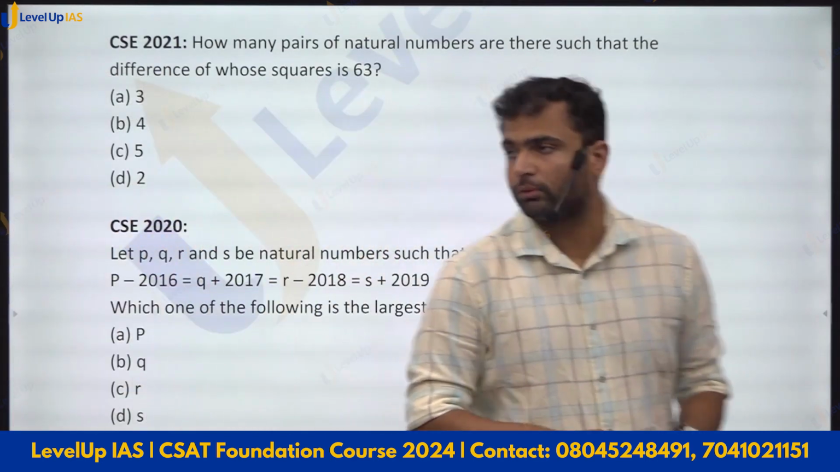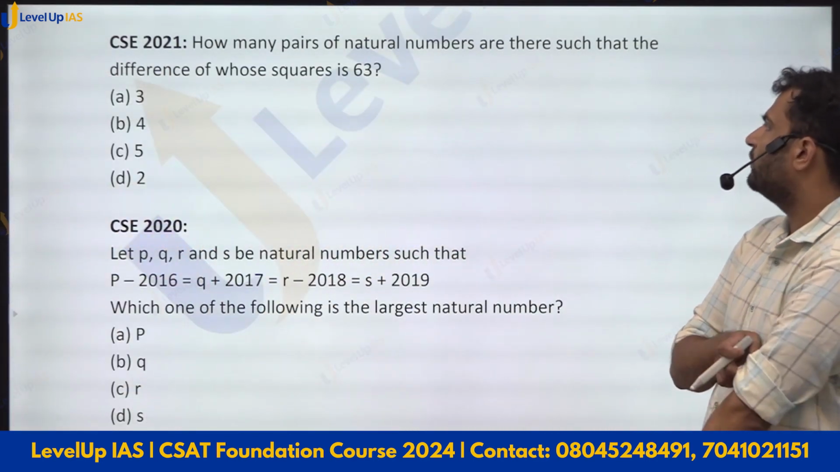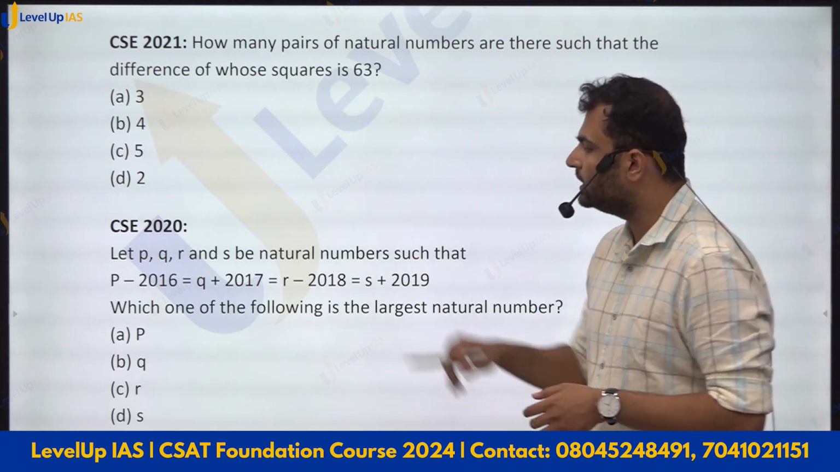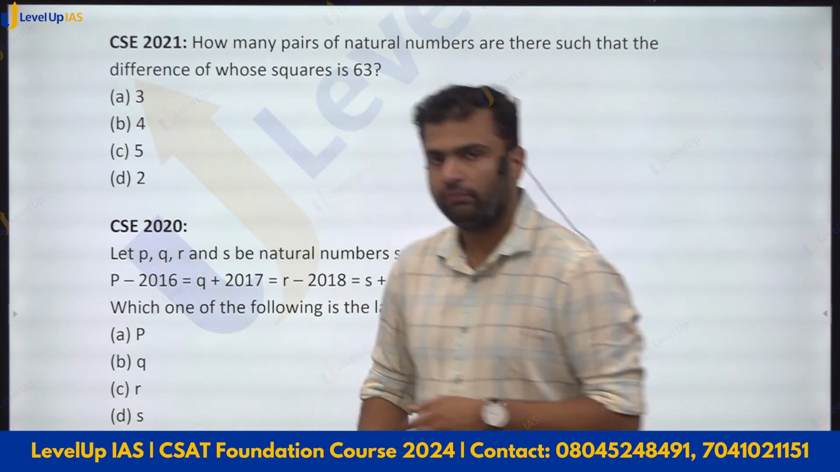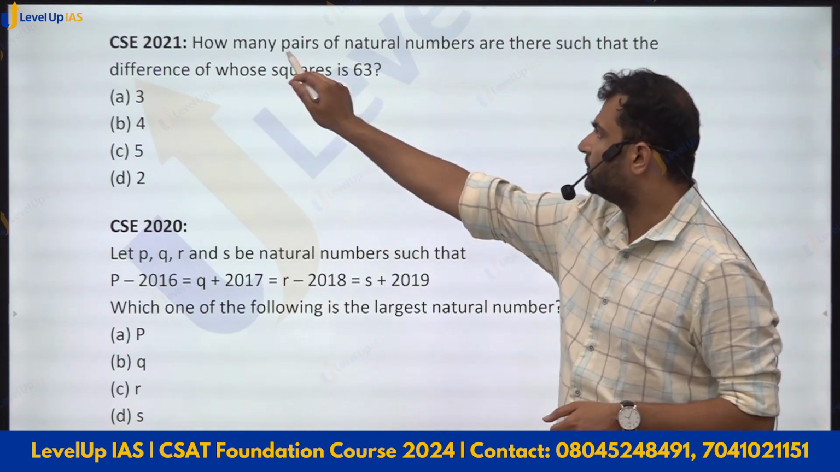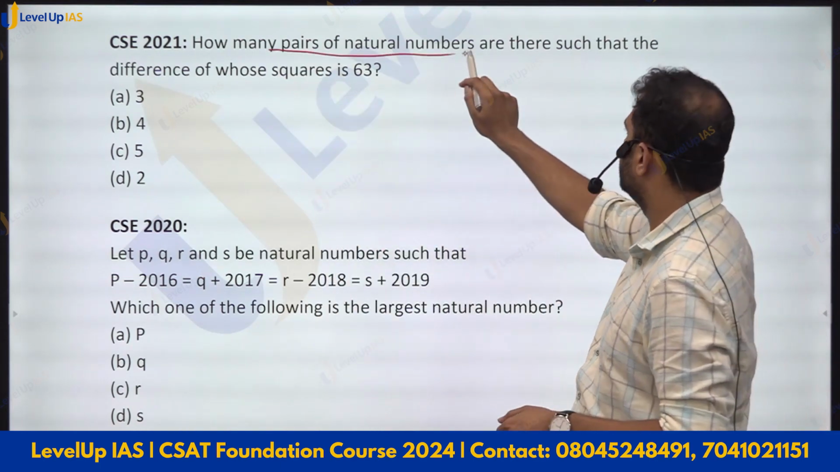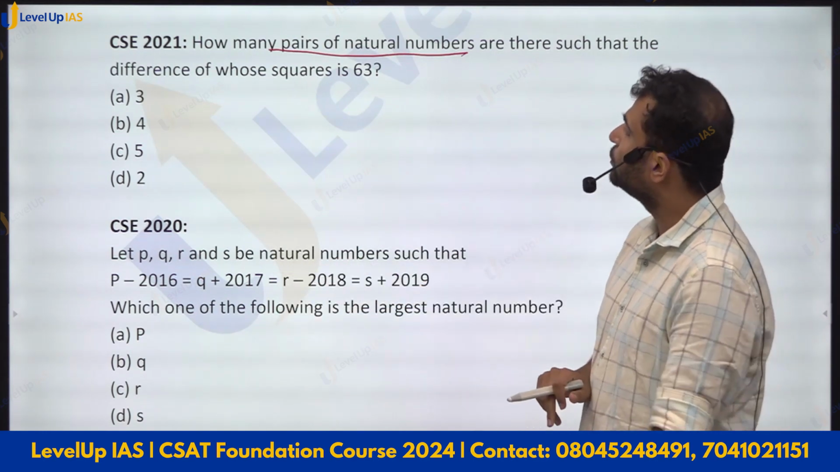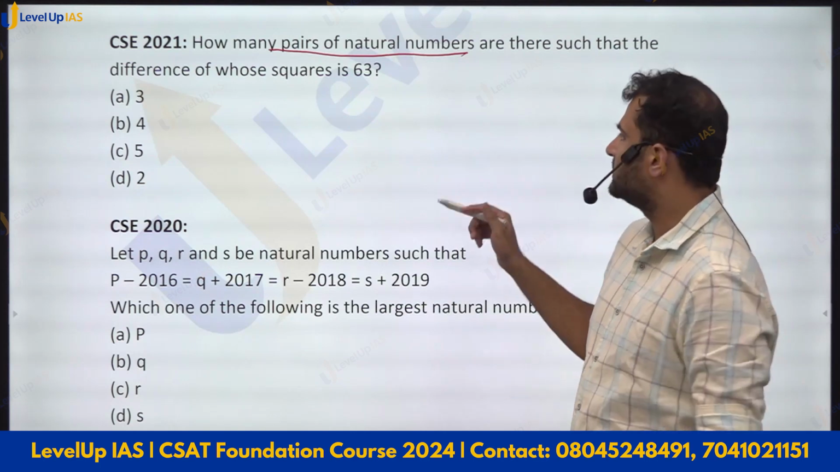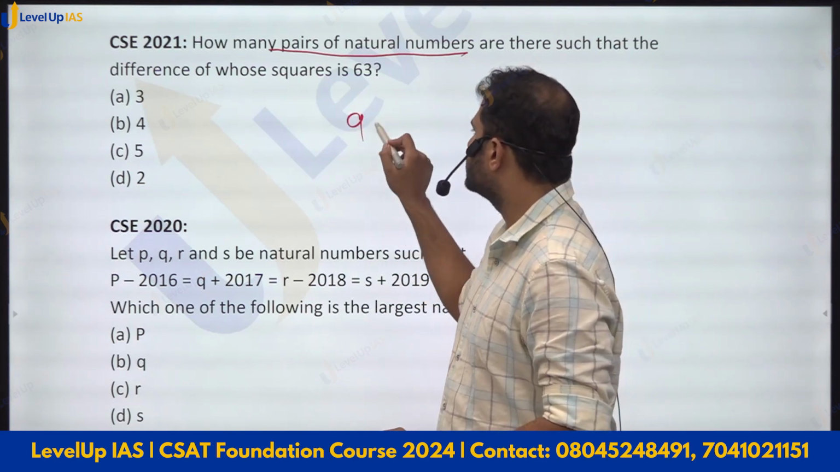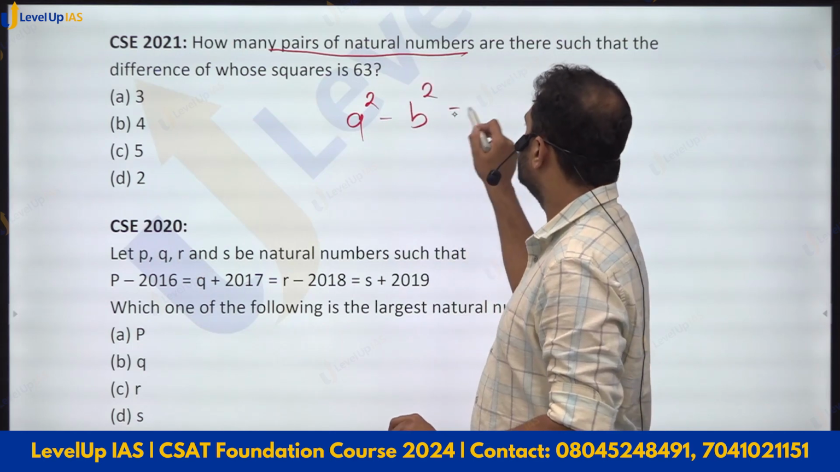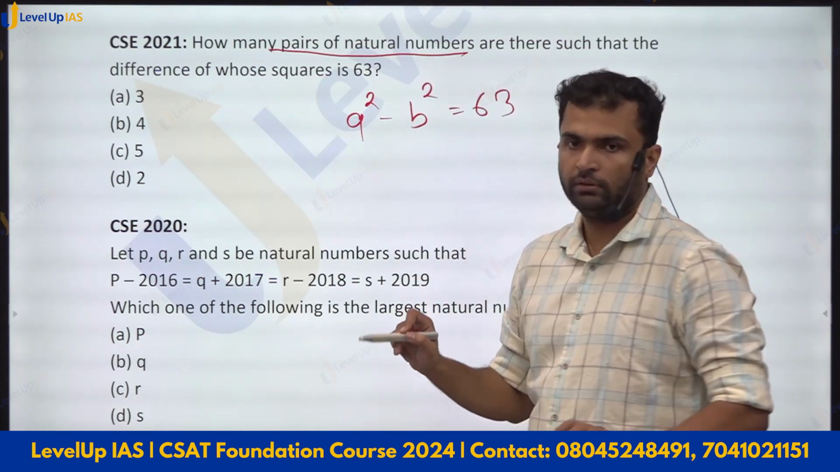Okay, next question, let us look at this. How many pairs of natural numbers are there such that the difference of whose squares is 63? We want to find pairs of natural numbers such that the difference of the squares of those two numbers is 63. So if we have, let us say, A and B, then we want A square minus B square is equal to 63.